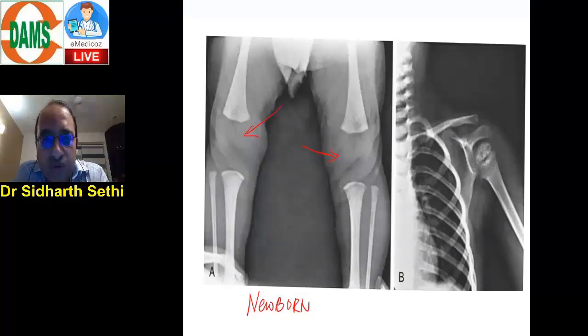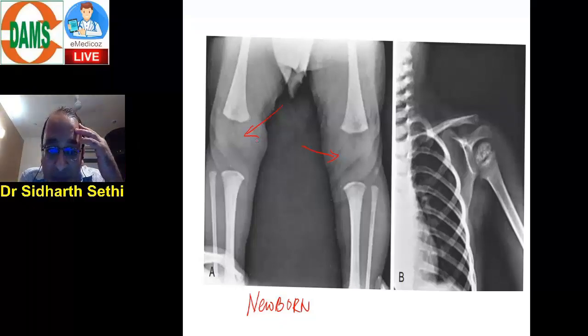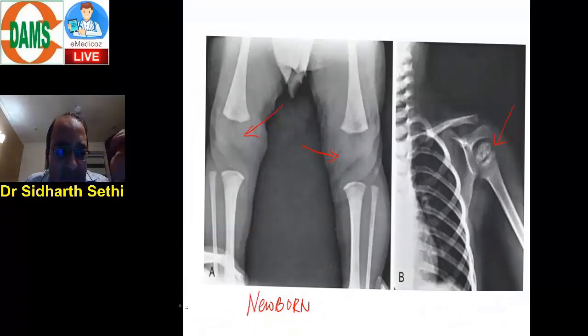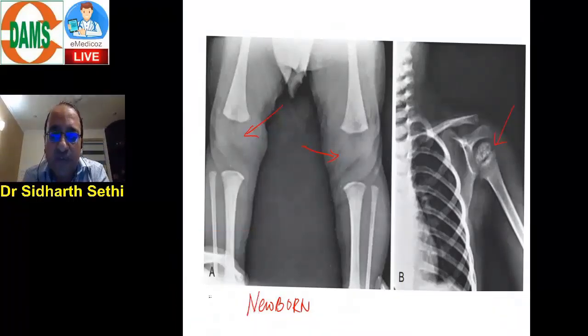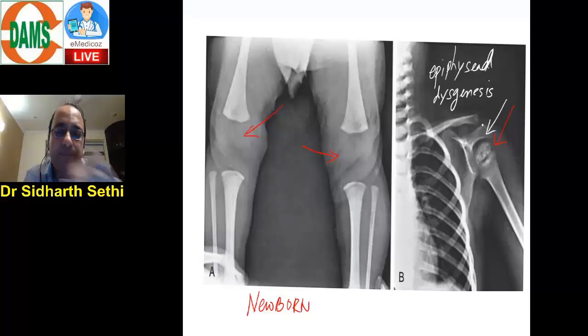So all of us know from forensic medicine that in a term baby, the lower femoral epiphysis appears. Now the bone is not ossified. I said thyroxine is important for bone maturation. So the lower femur epiphysis is absent. And on your right, what you can see here is the epiphyseal dysgenesis of the humeral head. So abnormal epiphysis. So this is the answer to our question, that in congenital hypothyroidism, you can have epiphyseal dysgenesis, especially of the humeral head.